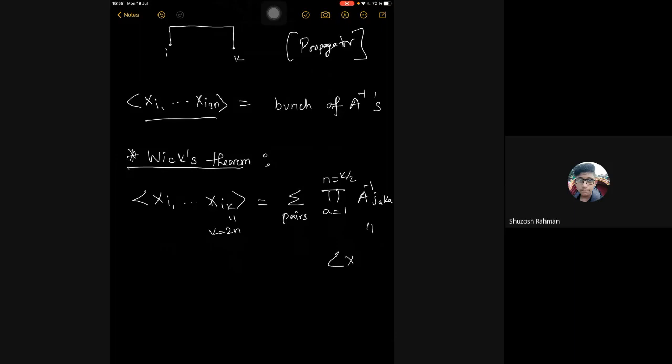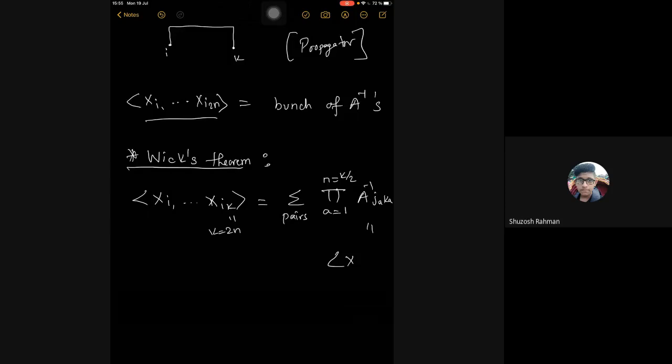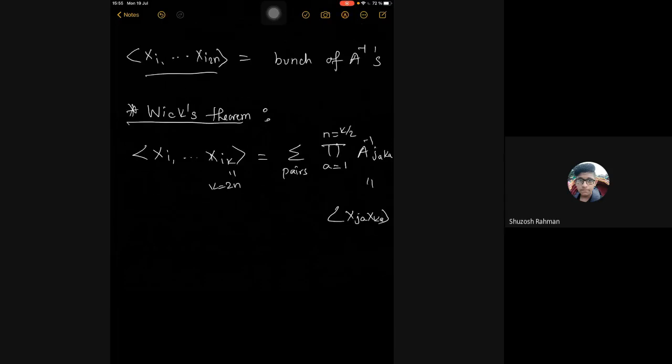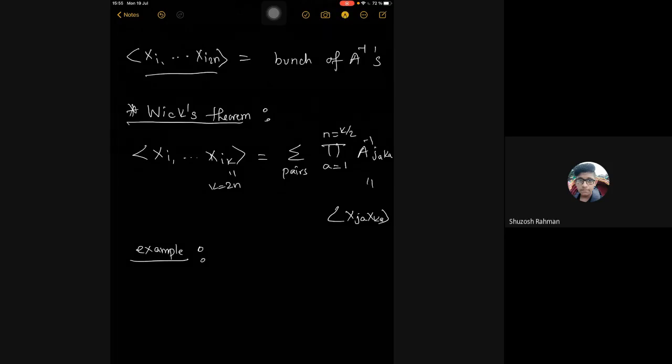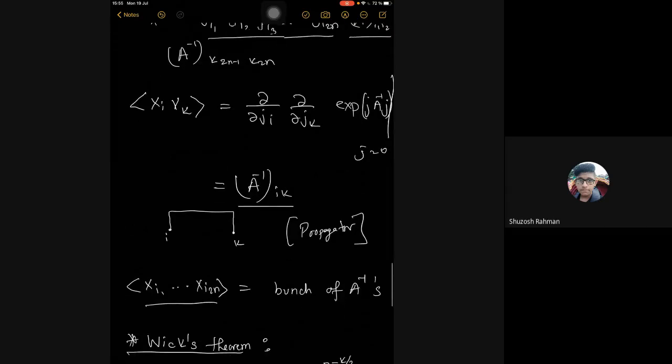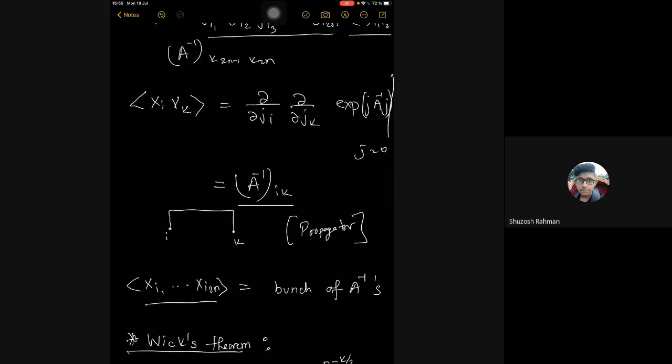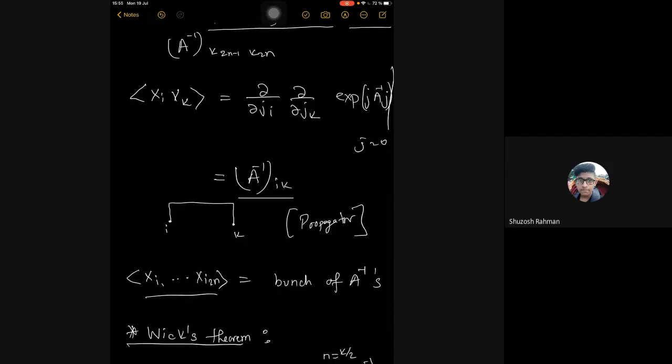You can even explicitly check it by taking derivatives like that. Let me show you an example. Basically what Wick's theorem says is you'll have a bunch of A inverses. We understood it from here: if there is any J term, you set it to 0 and it vanishes.